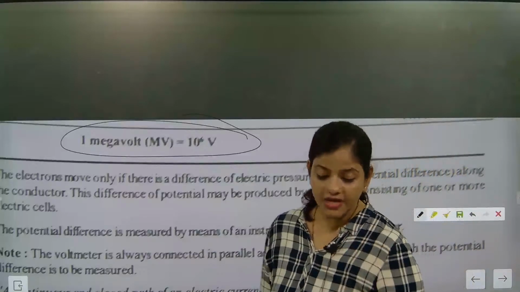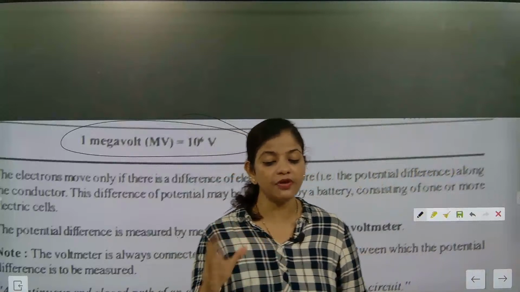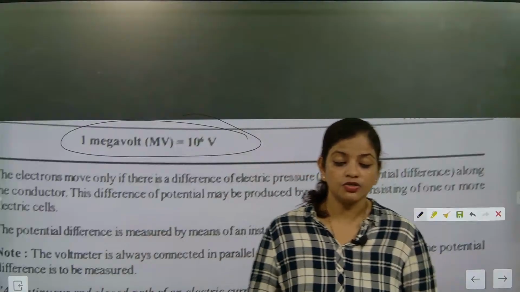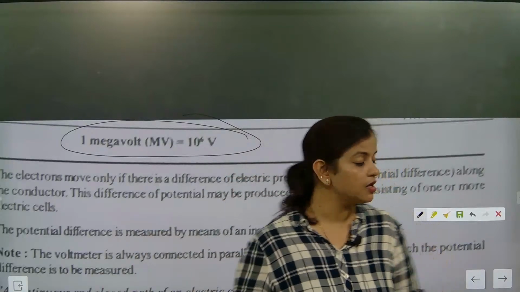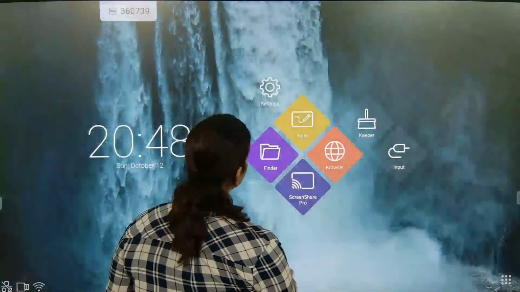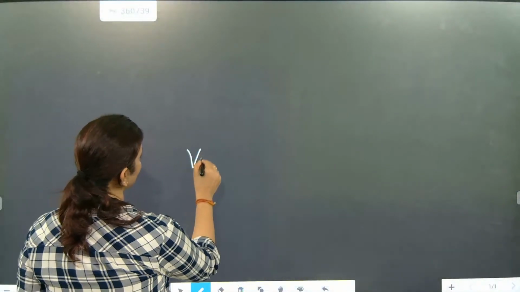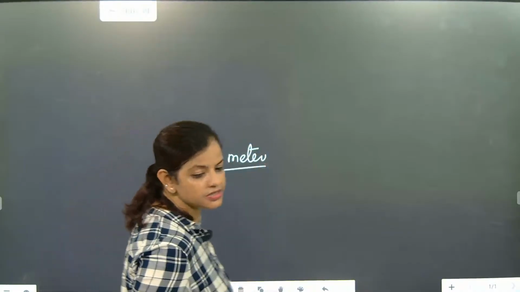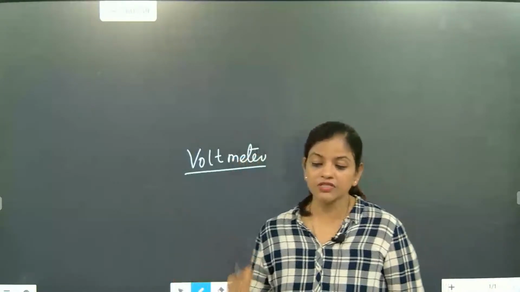So how can we measure potential difference? If somebody asks you this question, how can we measure potential difference, always remember that potential difference is measured with an instrument called a voltmeter. What is the name of the instrument? The name of the instrument is called a voltmeter. Got it? So the voltmeter is the instrument which will help.